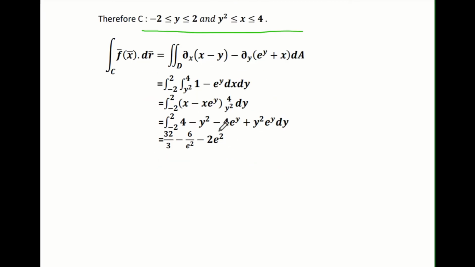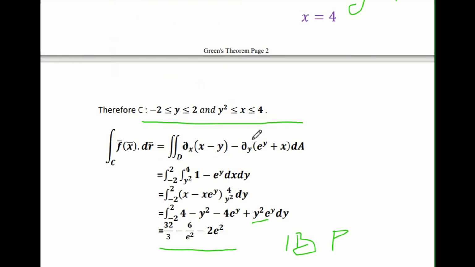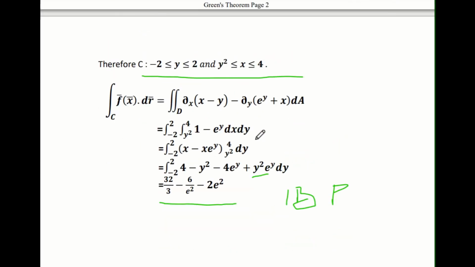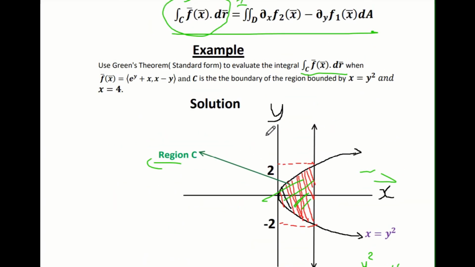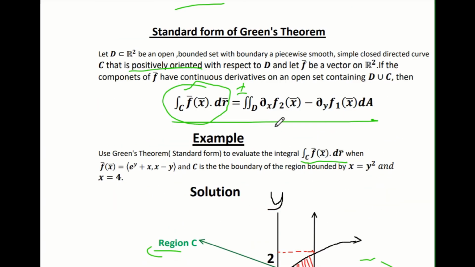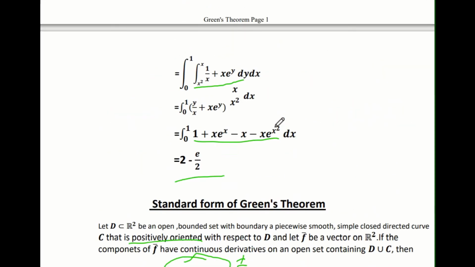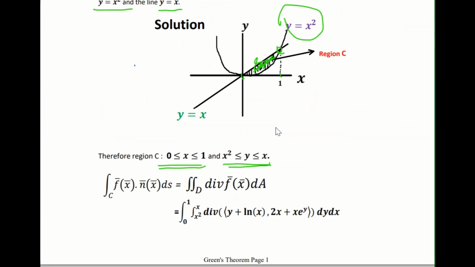So now this is a case of integrating this. Again, for this part you just use integration by parts, IBP, and then you should get this as your answer, and you take your integral from minus 2 to 2. So that's it. Those are the examples I was using to demonstrate the standard form of Green's theorem versus the divergence form, right?